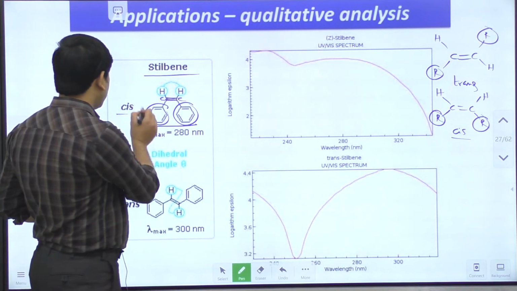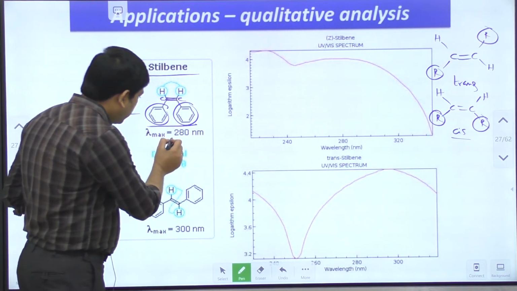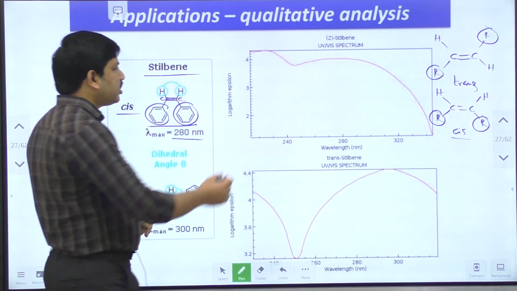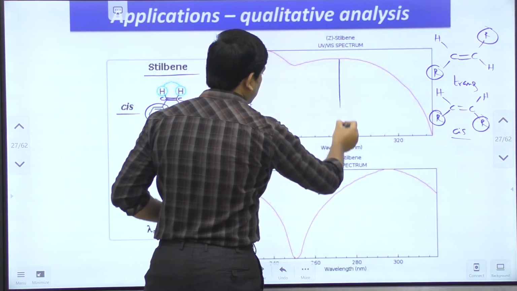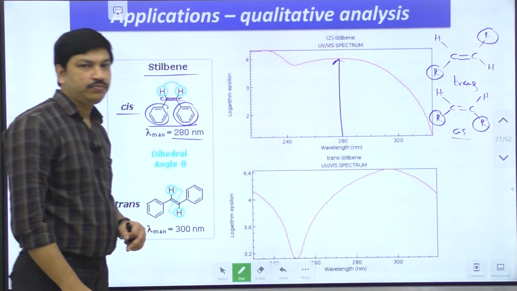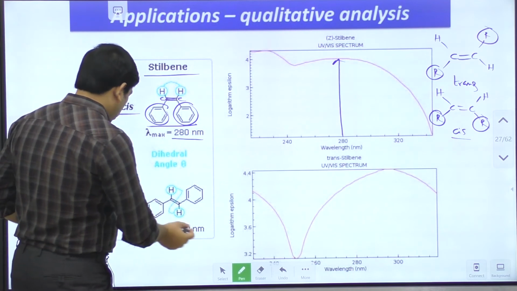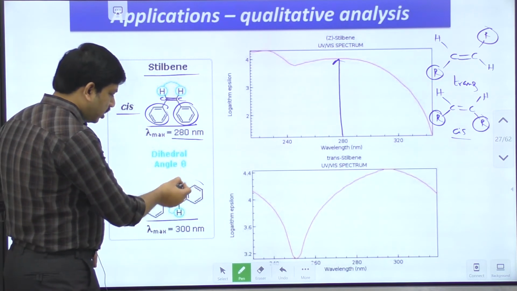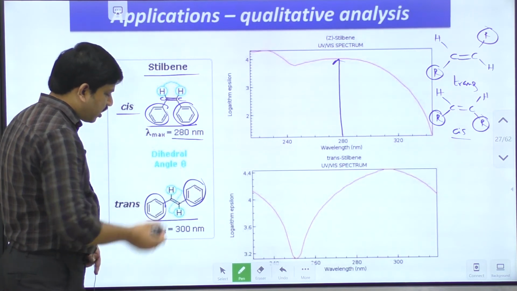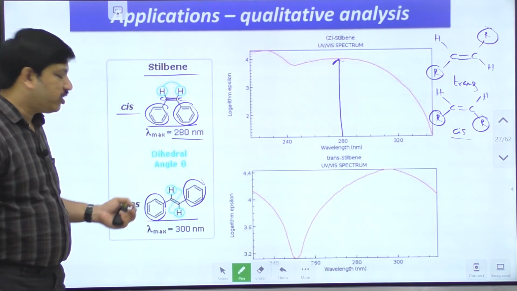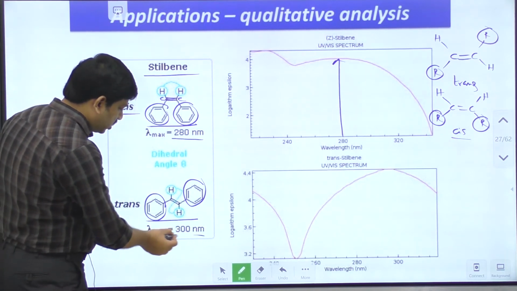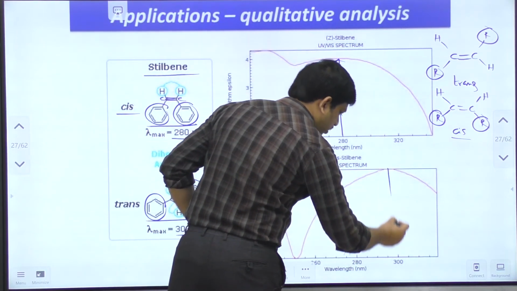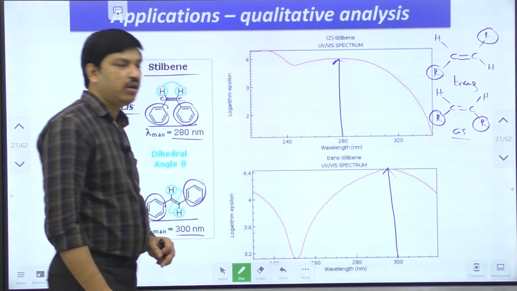So this is called the cis isomer. The cis isomer absorbs at a lambda value around 280 nanometers, and this is the corresponding absorption spectrum. We can see the maximum absorbance here. But the same compound in the trans isomer, here we can see the phenyl rings or aromatic groups are opposite to each other. So this system absorbs at a slightly longer wavelength, around 300 nanometers.